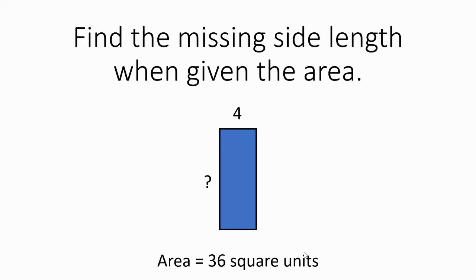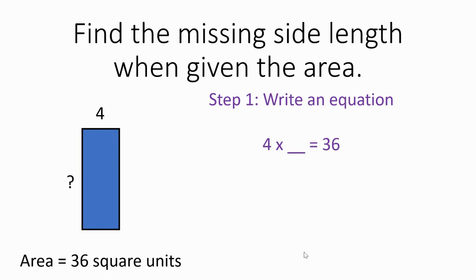So let's look at this first example. I have a rectangle, and one side length is 4, and the other side is unknown. It's missing. However, they gave us the area at the bottom. Our area is 36 square units. So let's solve this and break it down into steps.